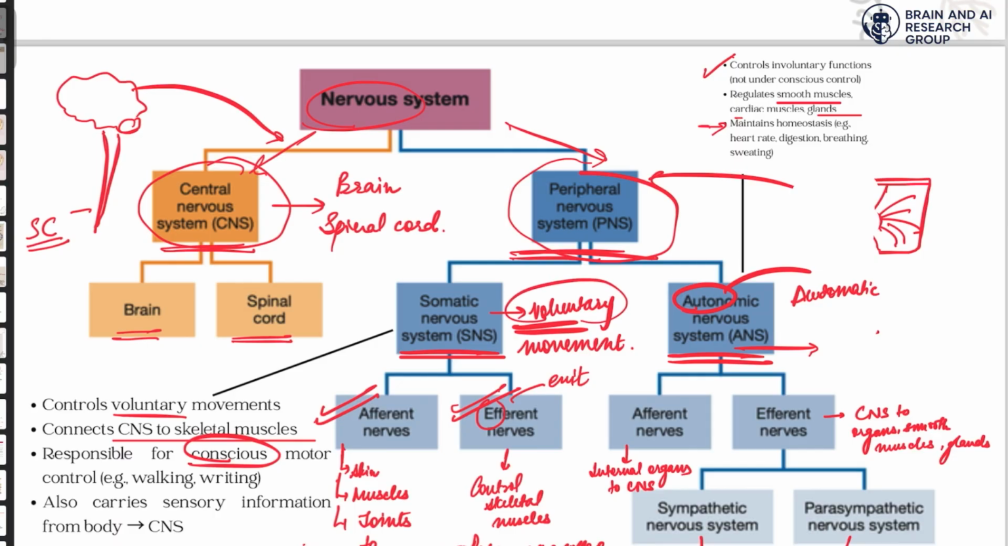So if you want to pick up a coffee, your central nervous system is sending a signal to your hand, to the muscles of your hand and your joints, to pick up that coffee mug. So that would be efferent. Your signal is exiting from your central nervous system to your muscles and joints.